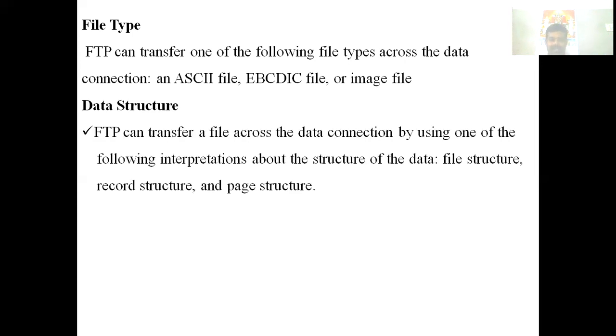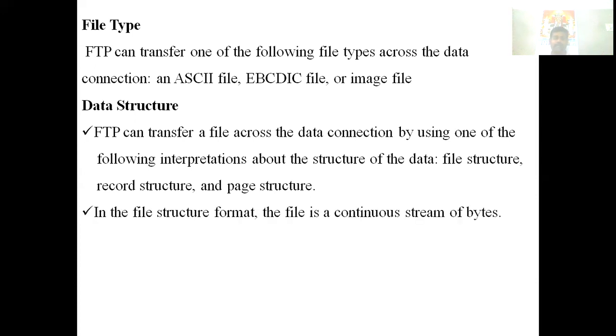Next one is data structure. FTP can transfer a file across a data connection by using one of the following interpretations about the structure of the data. First one is file structure, second one is record structure, and third one is page structure. So there are 3 types of structures the data is having: file structure, record structure, and page structure.